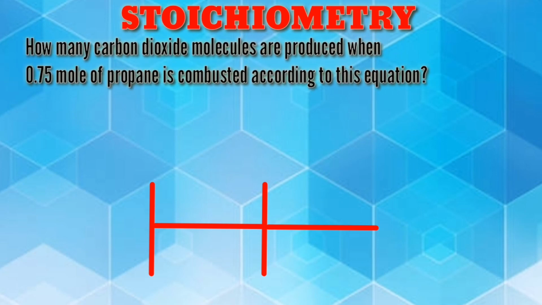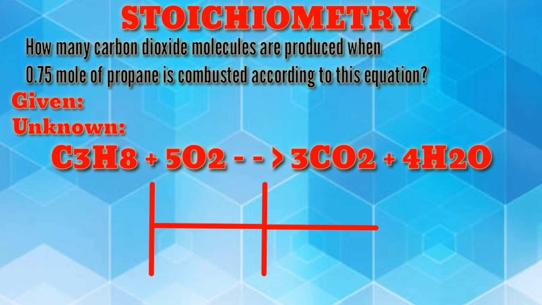How many carbon dioxide molecules are produced when 0.75 mole of propane is combusted according to this equation? C3H8 plus 5O2, then 3CO2 plus 4H2O. The approach here is the same as what we did previously, though the absolute number of molecules is requested, not the number of moles of molecules. This will simply require use of the moles to numbers conversion factor, Avogadro's number.